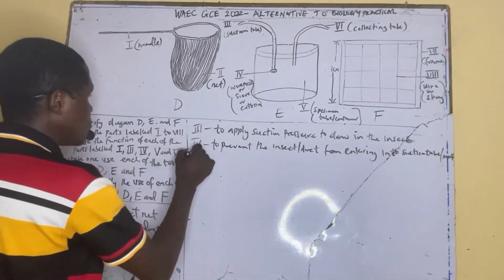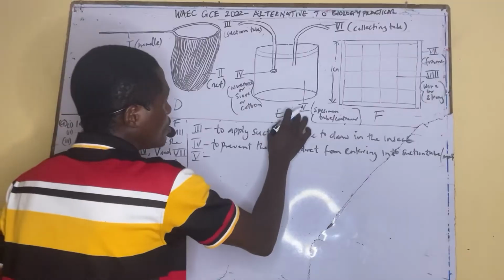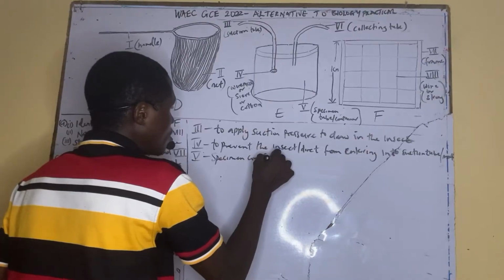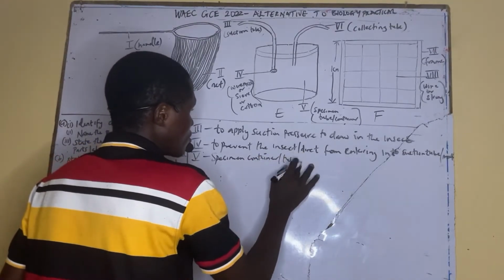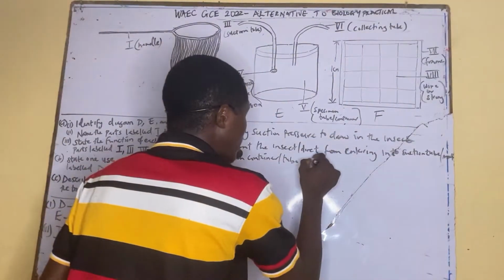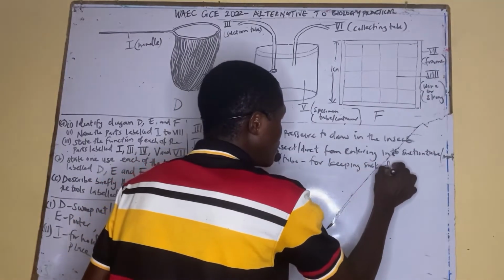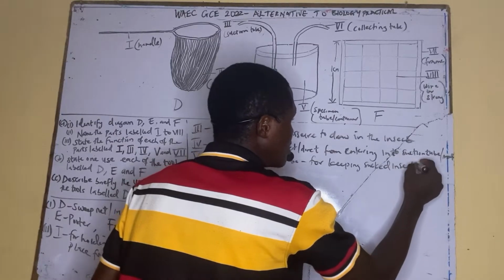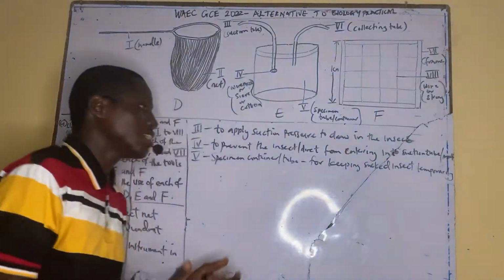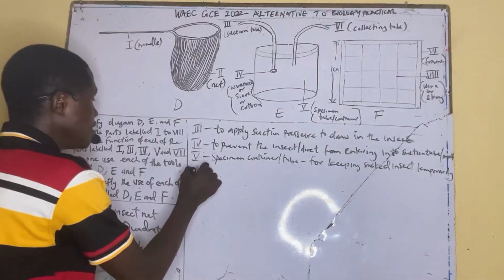Then the Roman figure 5, which is the container. We call it the specimen container or tube. The function of this one is that it's used for keeping the sucked insect temporarily. So we use it to keep the insect sucked temporarily. That's that about that.